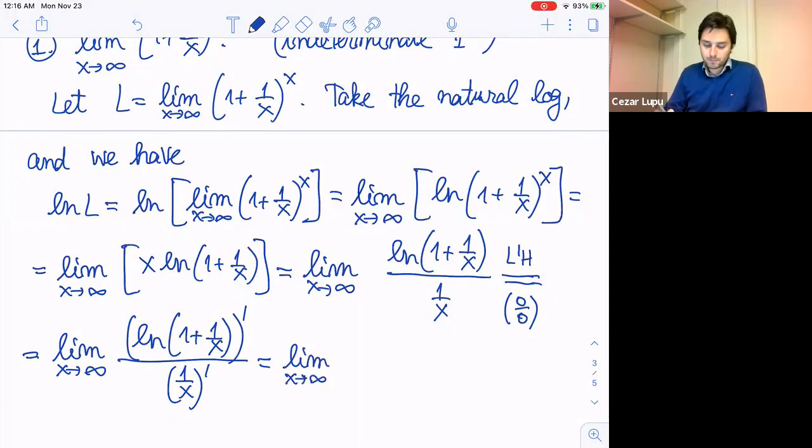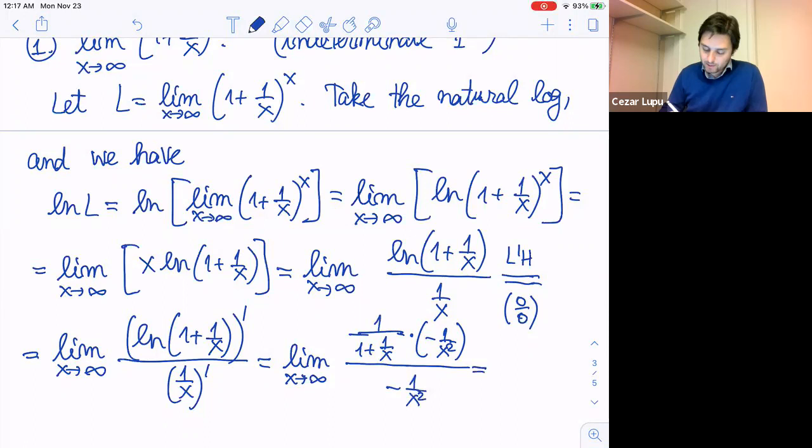And now let's write the derivative. It will be 1 over 1 plus 1 over x, times the derivative of 1 plus 1 over x, which is negative 1 over x squared, everything over negative 1 over x squared.